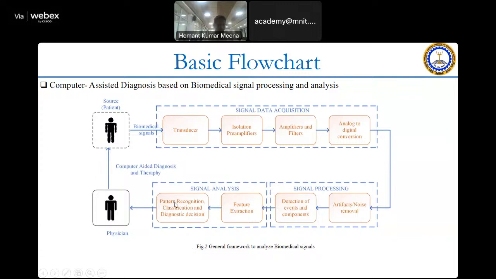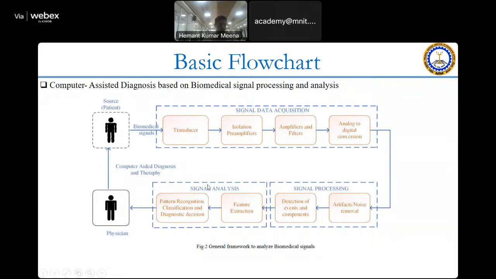When you recognize the pattern, a physician is required, because we cannot generalize the result from just one or two patients. That's why medical people's intervention is very much required. In classification, we basically use ML etc., and this is computer-aided diagnosis and therapy.